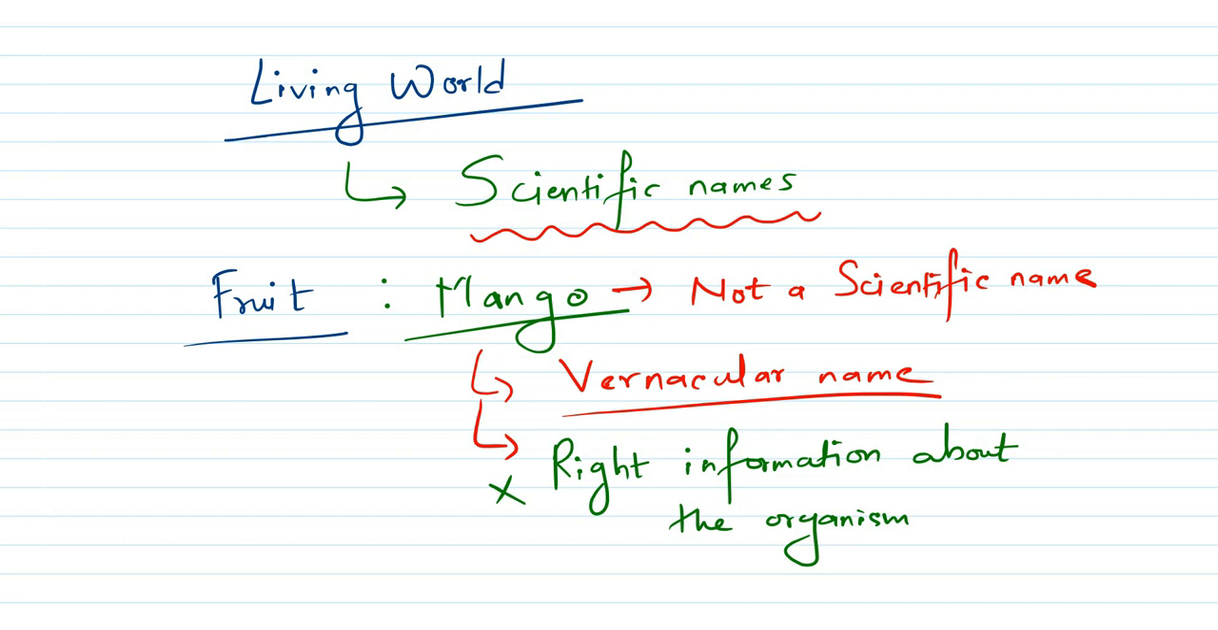Okay, so this can sometimes lead to confusion. To avoid this confusion, basically there are certain names which are standard names, right? So such names are called scientific names.